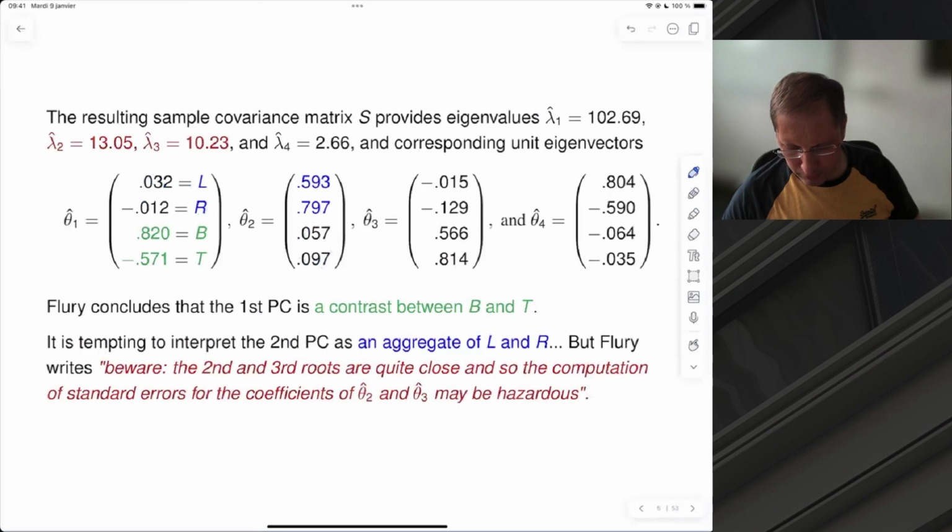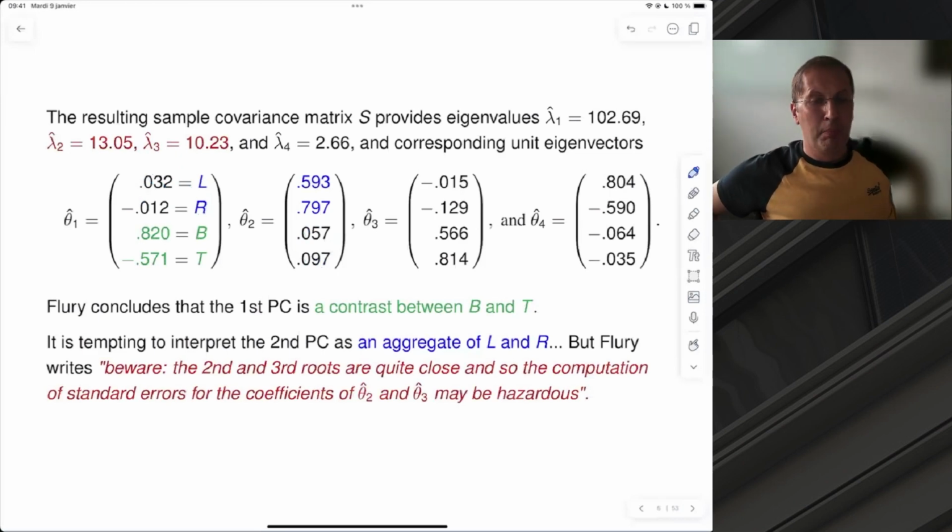However, Flury writes something which might be puzzling at first. Flury writes, beware, the second and third roots, so read the second and third eigenvalues of the covariance matrix, are quite close to each other.